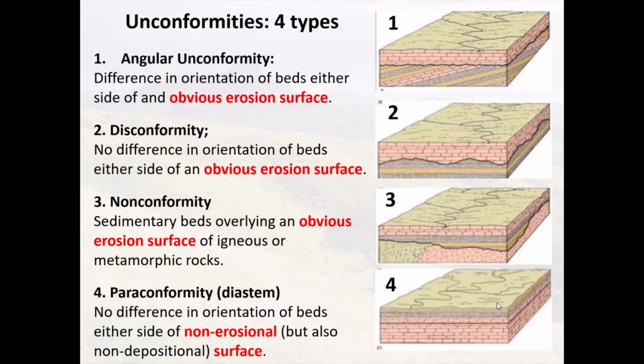And a paraconformity is where there is no difference in the orientation of the beds either side, but there's no evidence, or there's no significant evidence of any erosion happening. So between these two sequences of rocks there might be a large gap in geological time where there's not any deposition, but critically there isn't any erosion either, so it's just a gap where largely nothing has happened.